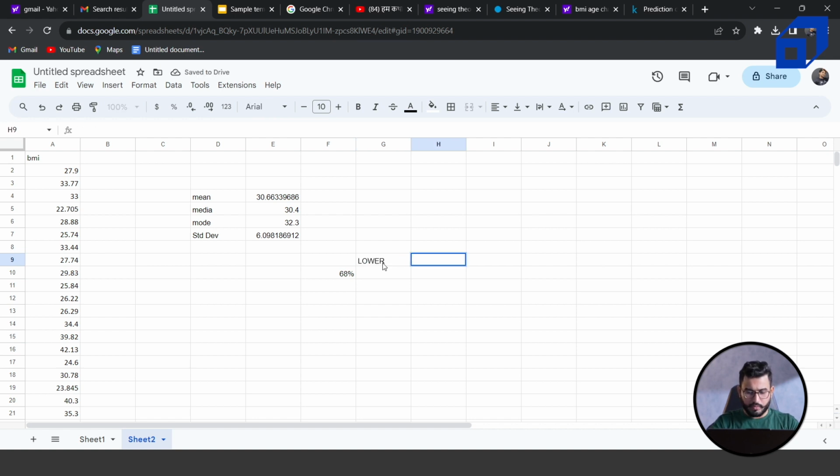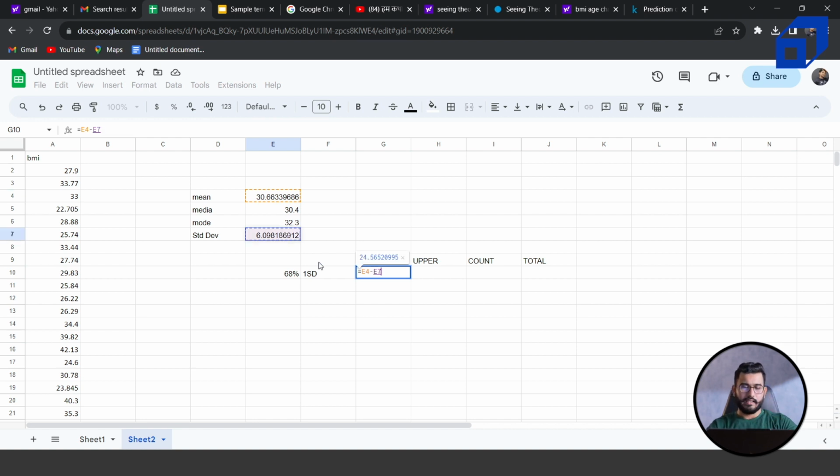I'll explain you everything, don't worry, don't get overwhelmed. And this is my count, this is my total, and let's write 68% over here, and this is mean, so 1 standard deviation. So now what we are going to do, we are going to take mean and subtract 1 standard deviation. So mean minus 1 standard deviation, the lower limit is 24.5, then mean plus 1 standard deviation, the upper limit is 36.7.